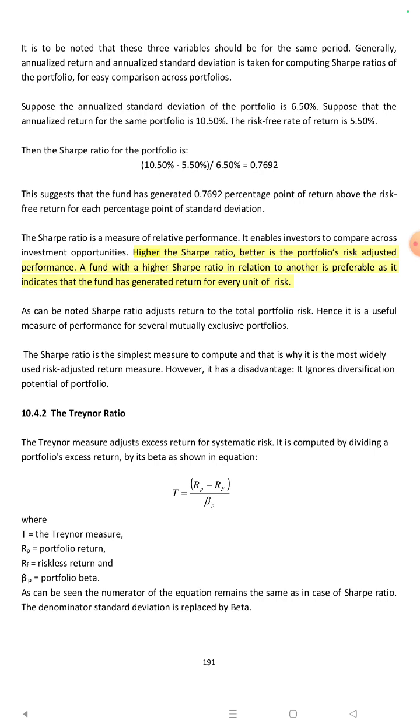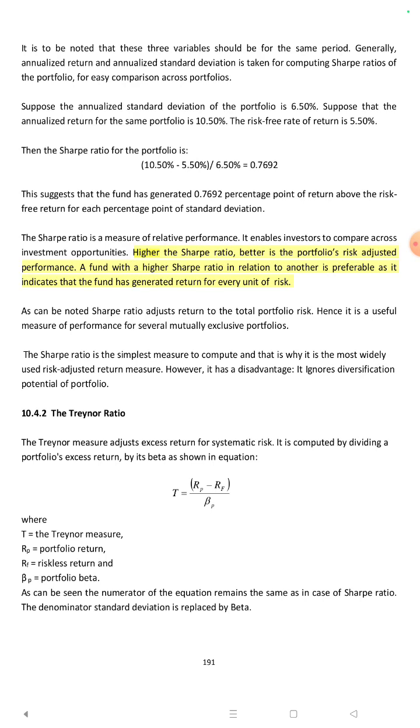The higher the Sharpe ratio, the better the portfolio's risk-adjusted performance. A fund with a higher Sharpe ratio in relation to another is preferable, as it indicates that the fund has generated more return for every unit of risk. It can be noted as a ratio of adjusted return to the total portfolio's risk. Hence, it is a useful measure of performance for several mutually exclusive portfolios.